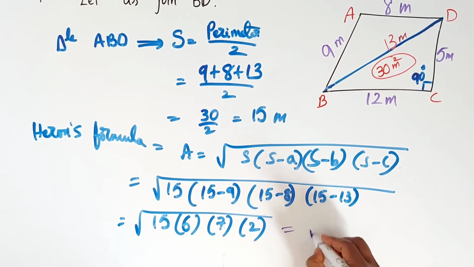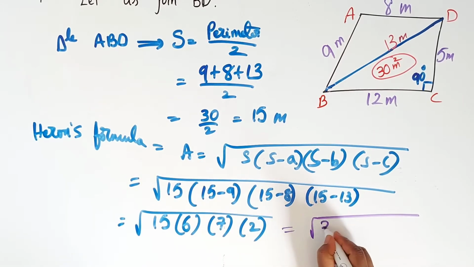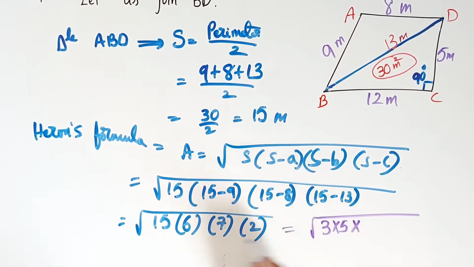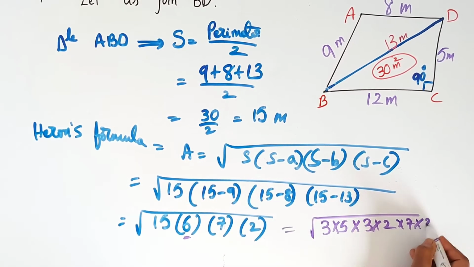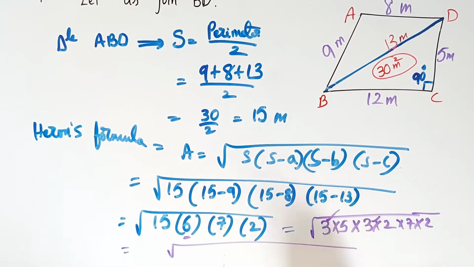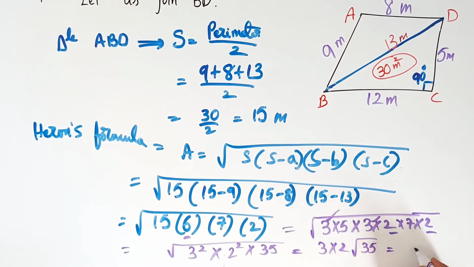That equal to root of, in place of 15 I am writing 3 into 5. Right children? Into 6. 6 also I am writing 3 into 2. Into 7 into 2. Correct children? So this equal to root of, here 1, 2, 2 3's are there. 3 square into 2 2's are there, 2 square into 5 into 7, 35. Correct children? So here square and square root will get cancelled. 3 into 2, that is outside, root of 35. 3 2's are 6 root of 35 meter square.